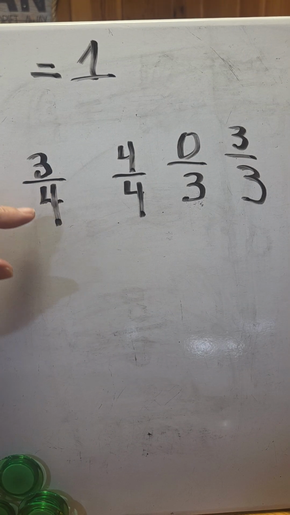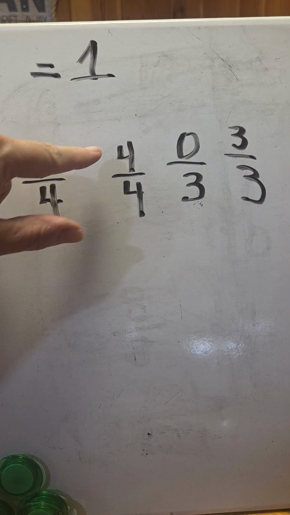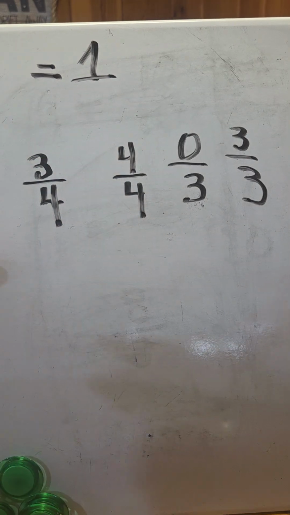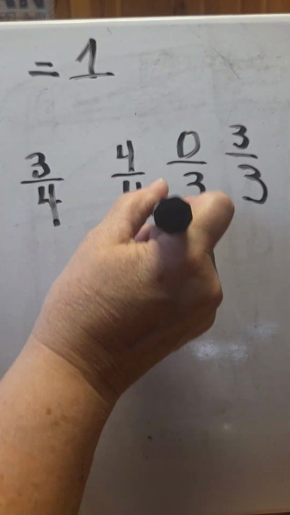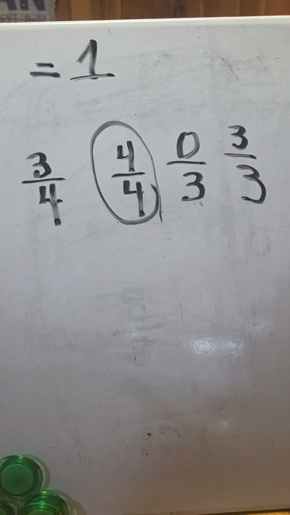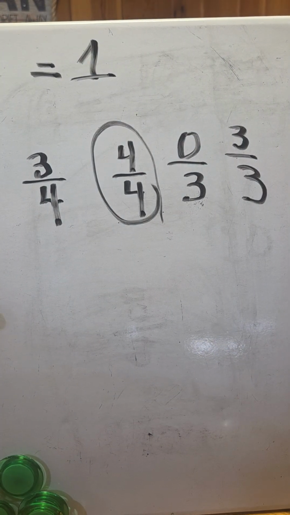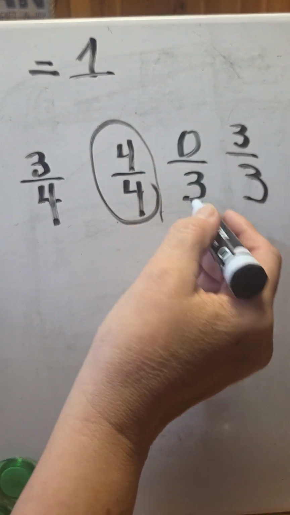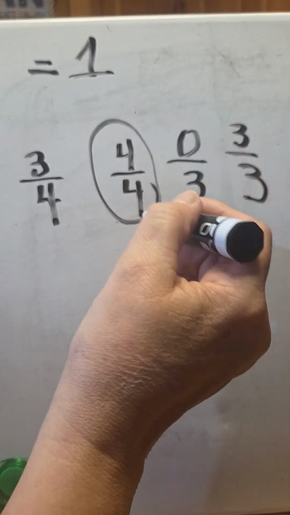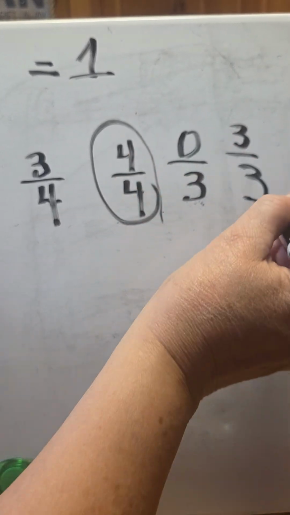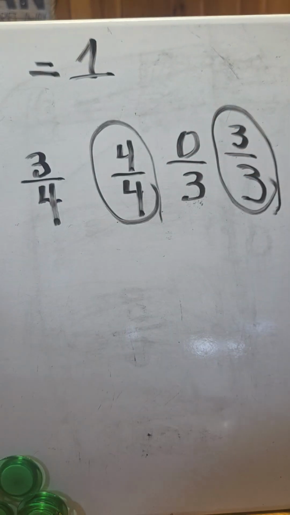So a 3 does not match a 4. A 4 does match the 4. The top matches the bottom. So we know that 4 out of 4 means you have all of it. You have one whole. 0 out of 4, that means you don't have any. That's anything with a 0 on the top means you don't have any. 3 out of 3, I circled that one too.